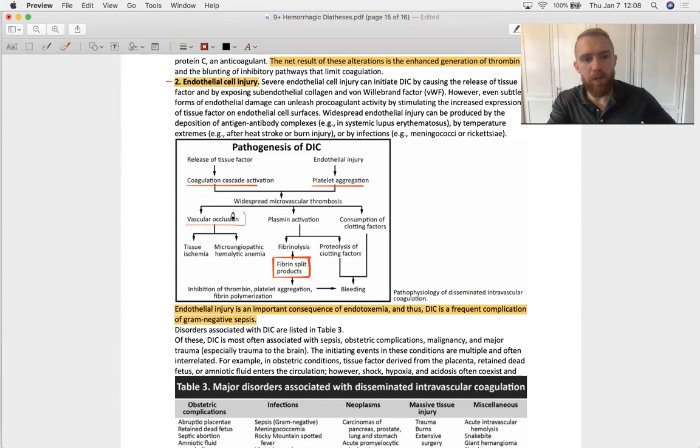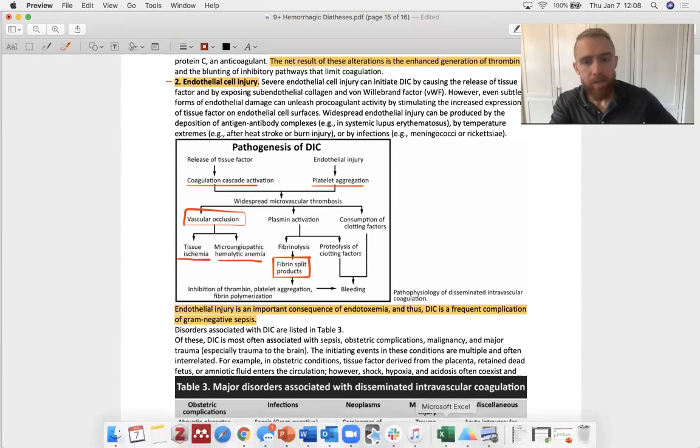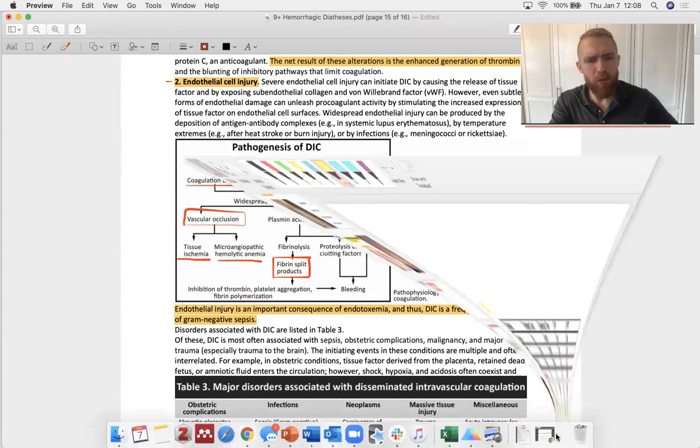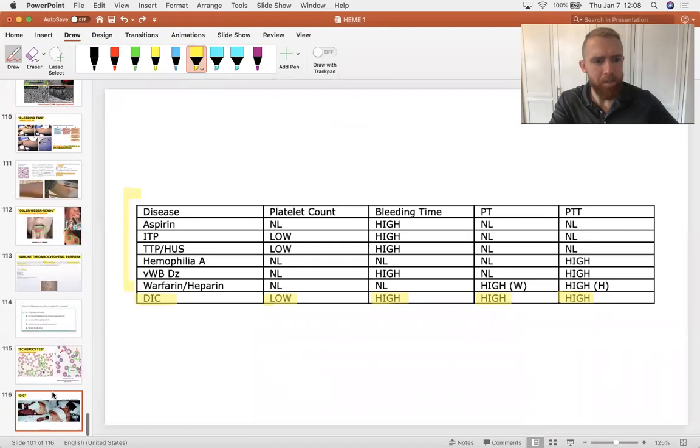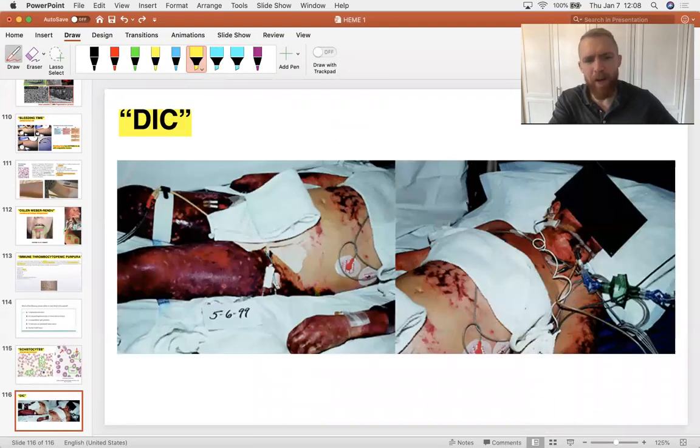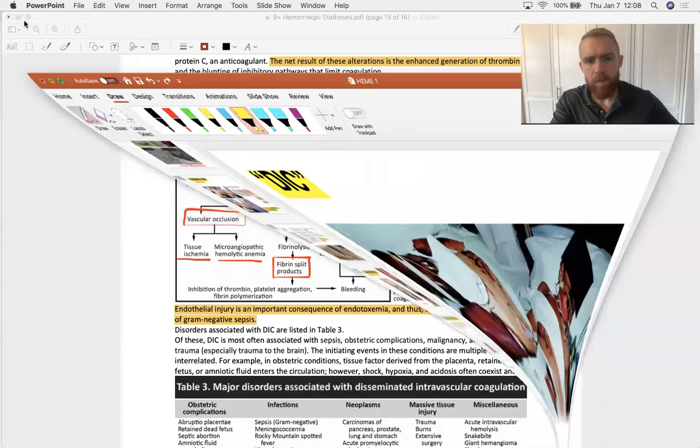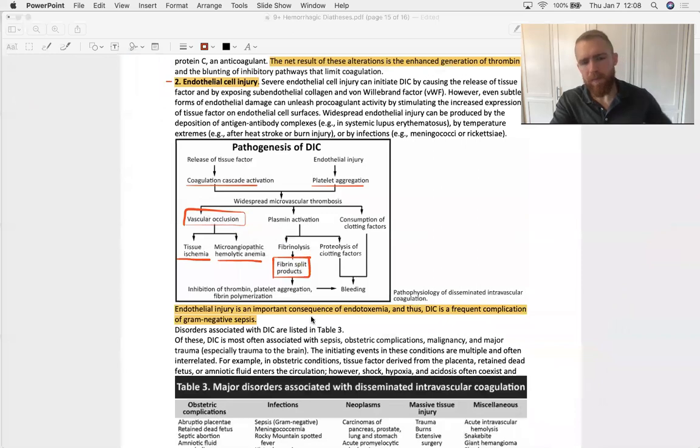So not only do the little clots lead to tissue ischemia, hemolytic anemia, and this is widespread tissue ischemia too. I mean, this is like big surface area, big surface area here in DIC. That can go to the brain, they can go to the kidneys. These clots can go anywhere. They can start up in any organ.